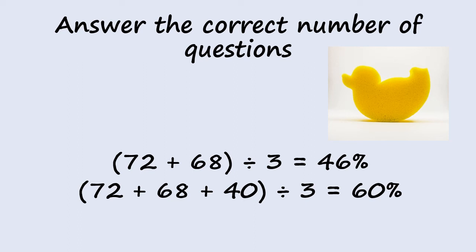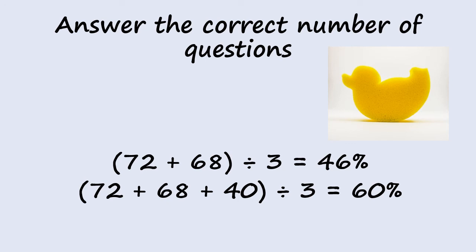But look what happens if the student answers 3 questions, and okay, the final question isn't great, it just scrapes a pass, but look how it has an impact on the overall grade. The student still gets 60% overall, even though their final answer wasn't as good as the first 2.